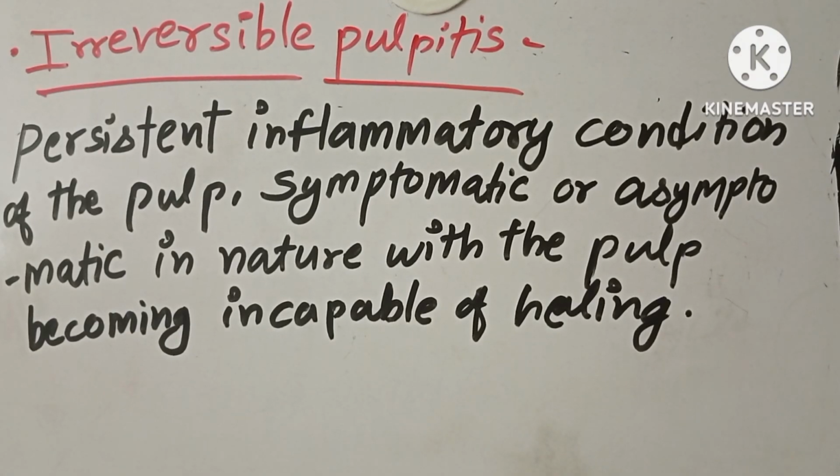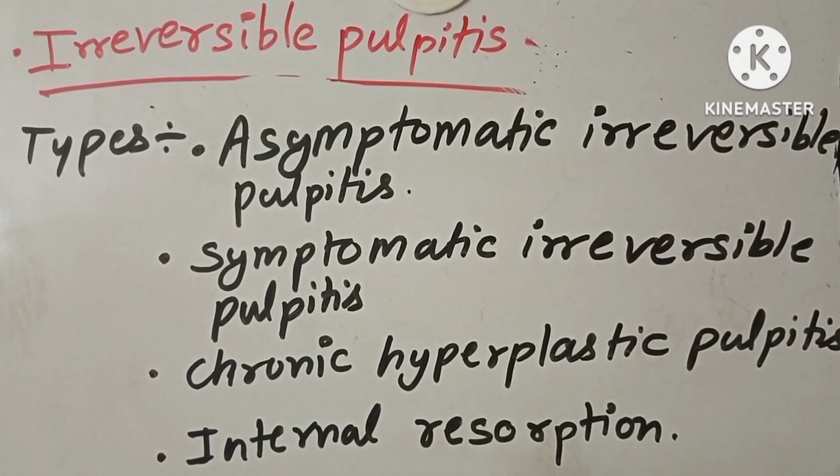Inflammatory condition of the pulp, symptomatic or asymptomatic in nature, with the pulp becoming incapable of healing. When we see the persistent inflammatory condition in which the pulp may be symptomatic or asymptomatic in nature, but the pulp is not capable of healing, we call it irreversible pulpitis. So we are going to see the types of irreversible pulpitis.